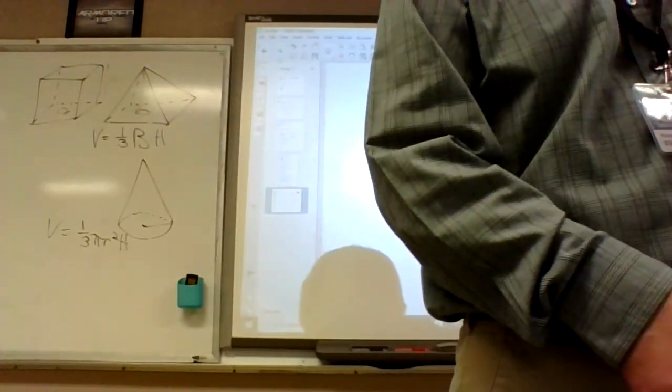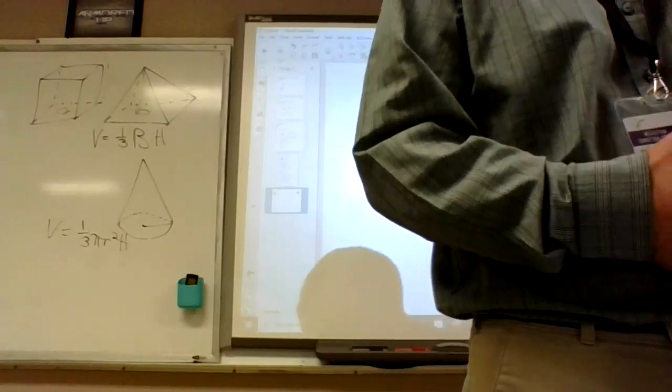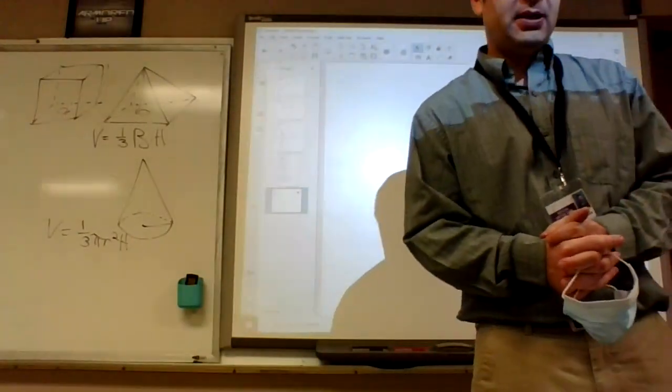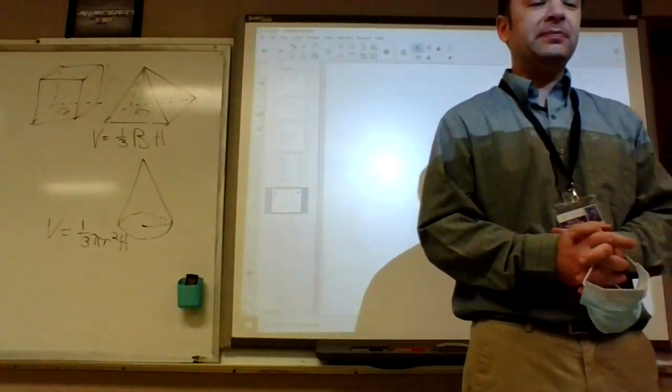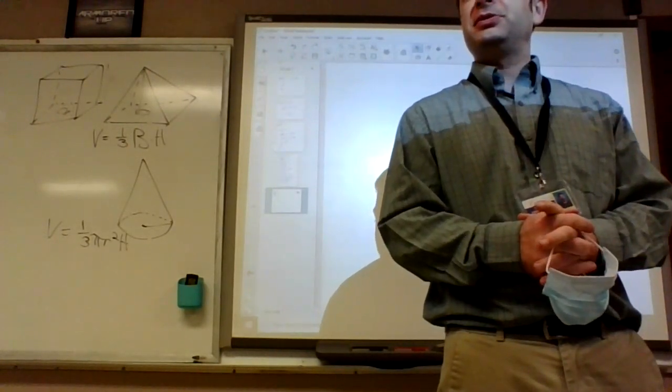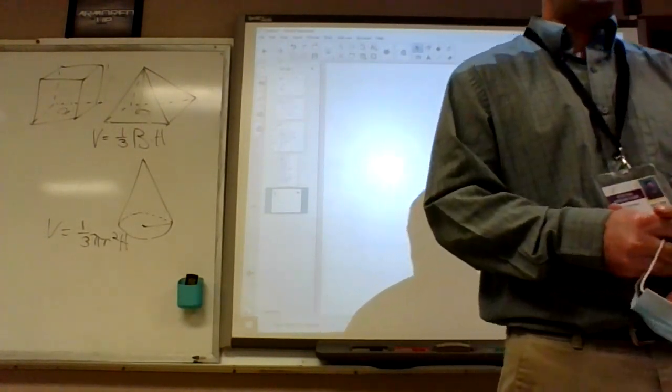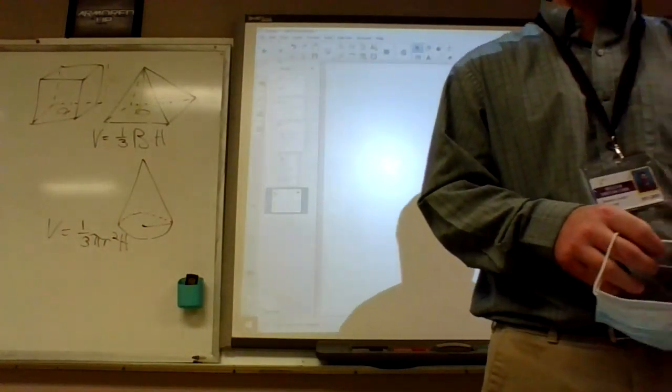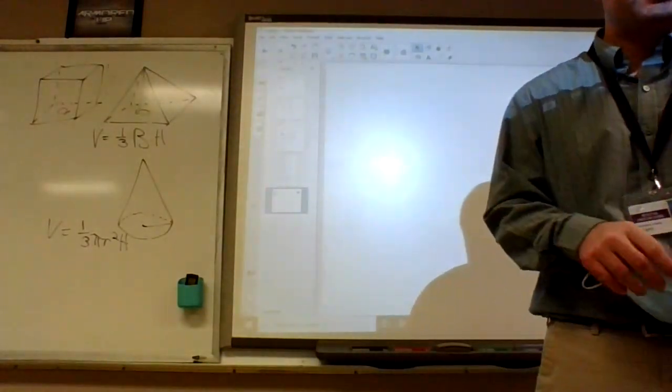Number 1. Ready? Ready. Okay. Let's start 1 through 14. Josie, on number 1, how can we find the area of the base? Let's start with that. It's a square.